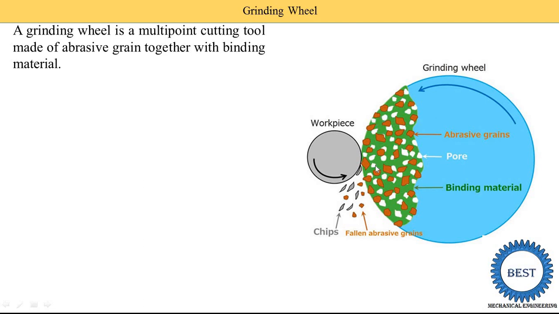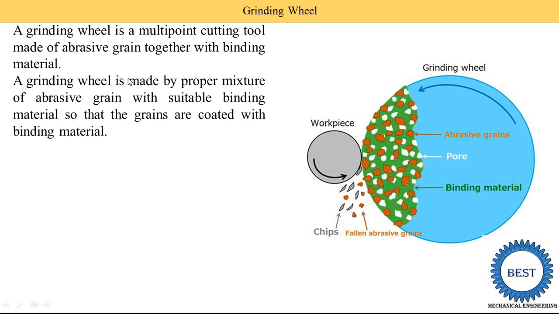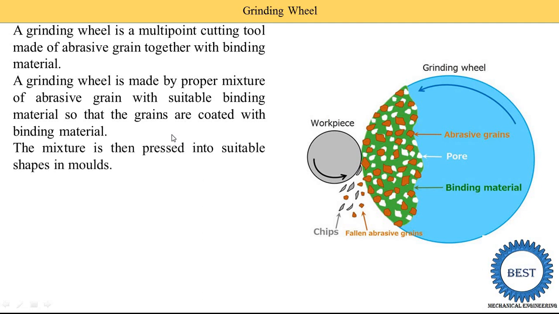Here you see the shapes of the abrasive grains are different. After bonding by using the binding materials, they take a circular shape. So generally there are two things: one is the abrasive grains, mixed with suitable binding materials so that the grains are coated with the binding materials. The mixture is then pressed into a suitable shape in a mold.